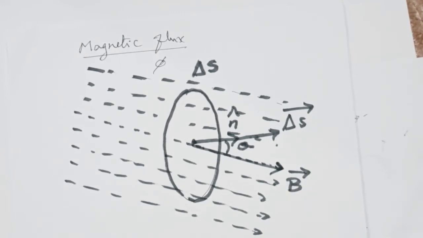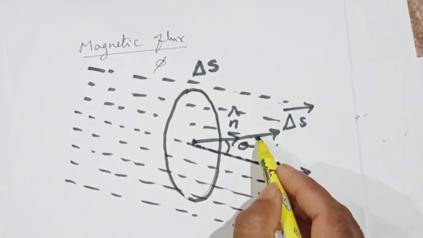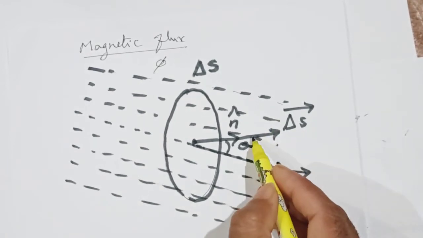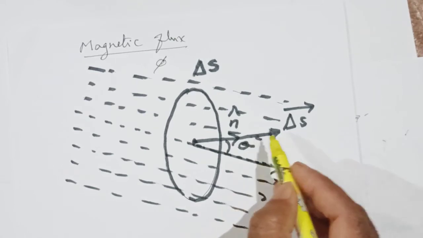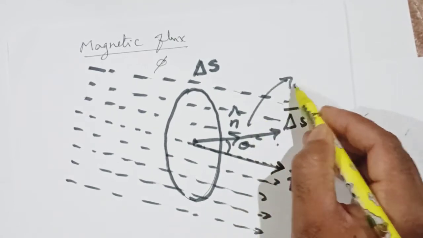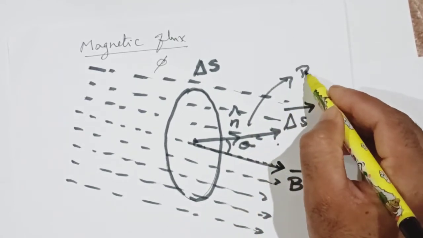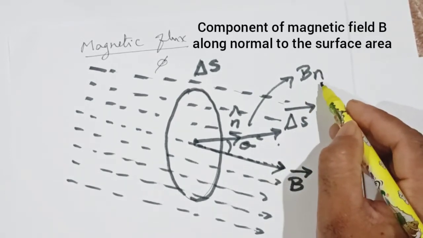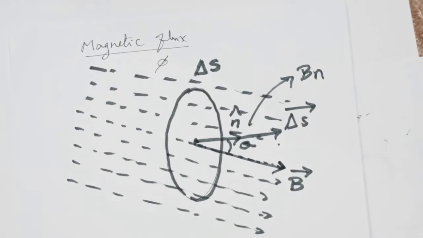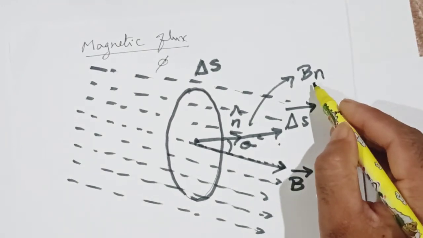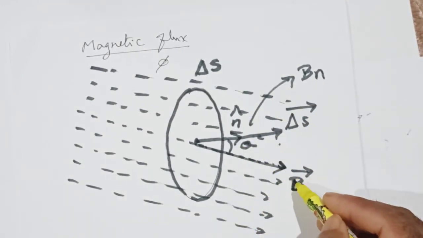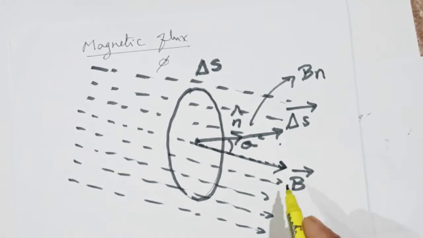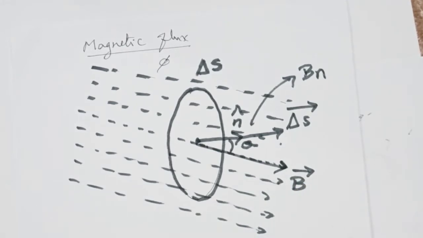A magnetic field is a vector quantity, so we represent it like this. And this normal is a component of the magnetic field, so we can also represent it like this. We write B and small n. Small n means that this is the component of magnetic field B along the normal. So this is the magnetic field.